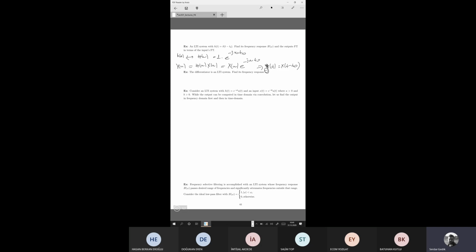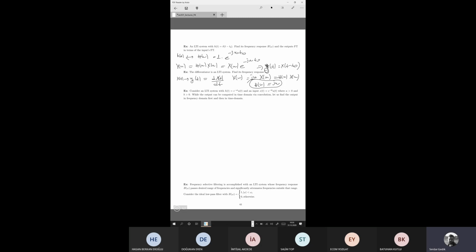The next is the differentiator system. Differentiator is an LTI system, and what's its impulse response? If x of t is at the input, at the output I have y of t, which is dx of t by dt, and y of omega is nothing but j omega times x of omega, which is equal to h of omega times x of omega, and of course h of omega is simply j omega, which is the frequency response of my system.